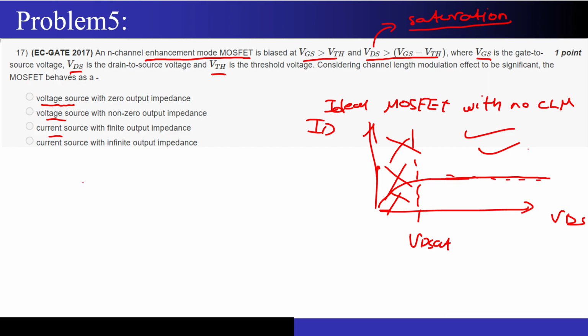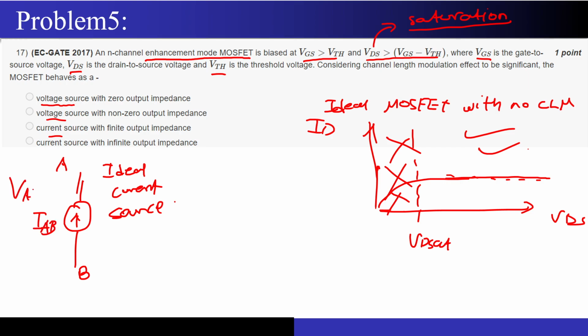Now if I just look at a current source, just remember your electrical networks, right? What is the ideal current source? What is the definition of an ideal current source? So let's say this is my point A, this is my point B, this is my IAB, and this is my VAB, the difference, right? So what is the ideal current source?